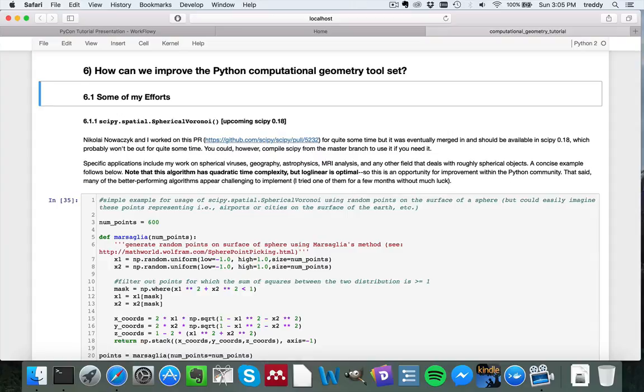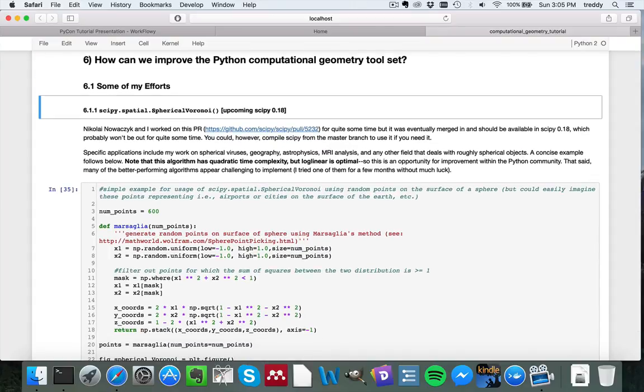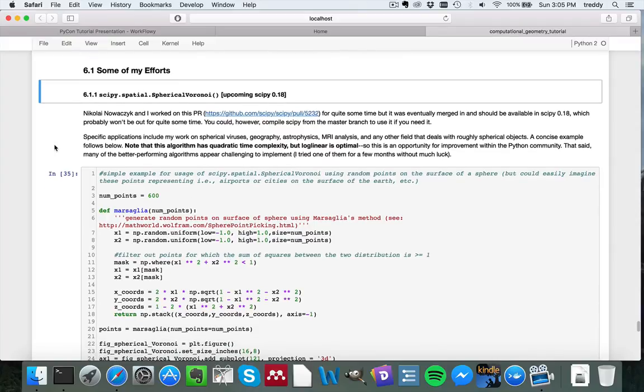And I'll start off with some of my efforts, and in particular I want to focus on the spherical Voronoi diagram, which is something I've been working on for several years, largely because I work on spherical viruses, and we want to be able to parse out the properties of these viruses in terms of, for example, the amount of surface area that each of the protective molecules on the surface of the virus occupies.